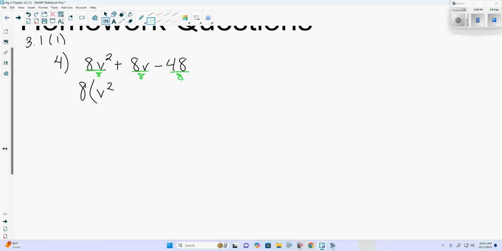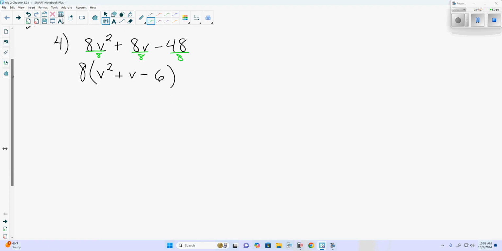So this is the homework problem. 8v squared, when we factor the 8 out, is going to become v squared, plus, we factor the 8 out of 8v, it's going to become v, minus 48 divided by 8 is 6. So that leaves us with 8 times v squared plus v minus 6.